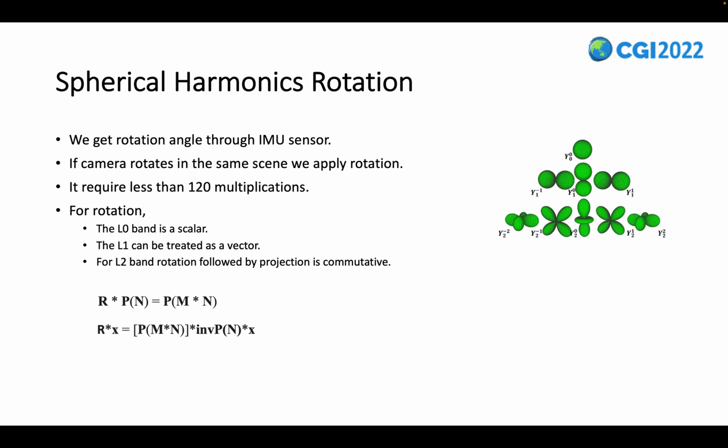So now coming to the rotation. As we told earlier, we get the rotation angle through the IMU sensor. Basically, the first band can be treated as a scalar, the second band can be treated as a vector, and for the L2 band, which has 5 components, we made use of the theorem that rotation followed by projection is commutative.